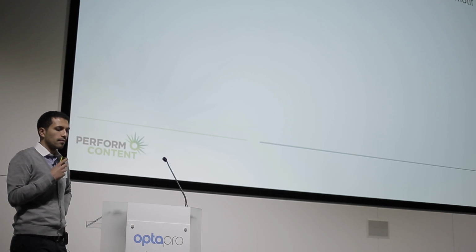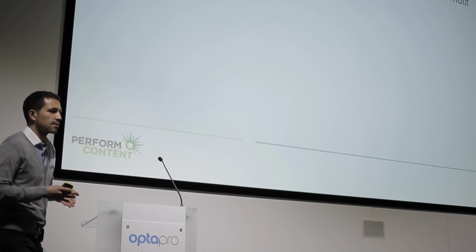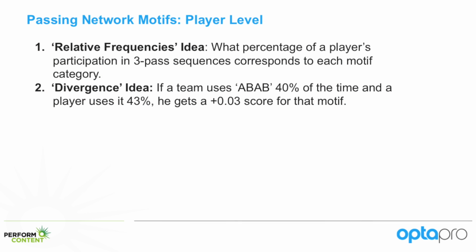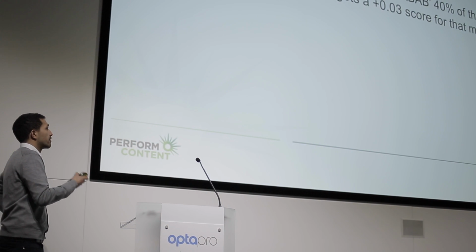The problem with this approach is that if you put me in Barcelona, I'm going to start performing the sequences that Barcelona do, but it's more because of my teammates and what they're trying to do, rather than what I'm trying to do. So you kind of want to eliminate the team effect from the player. Another idea might be this divergence idea. The team uses an ABAB sequence 40% of the time, and a player of that team uses it 43% of the time. I'm using it proportionally more than my team, so I get a plus 0.3 score for that motif. And again, I can look at the divergence score for each player for each of the 5 different categories.